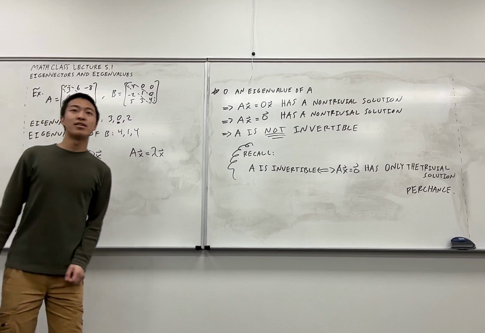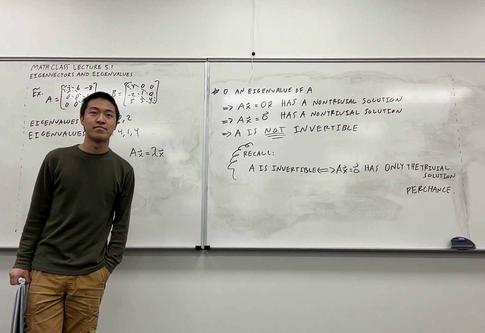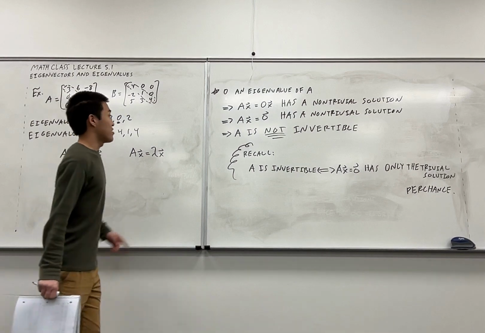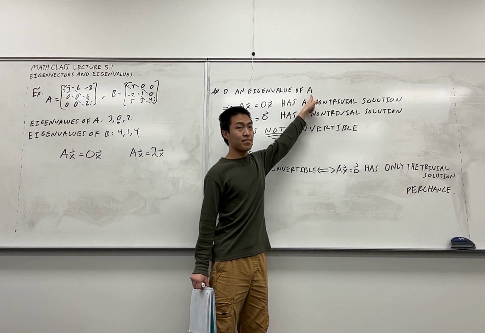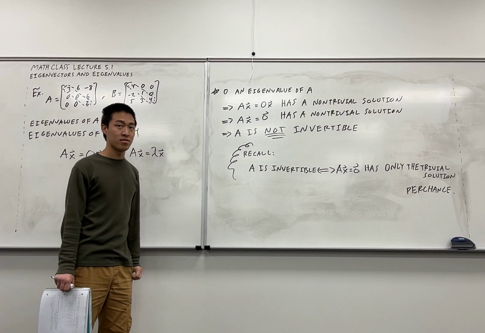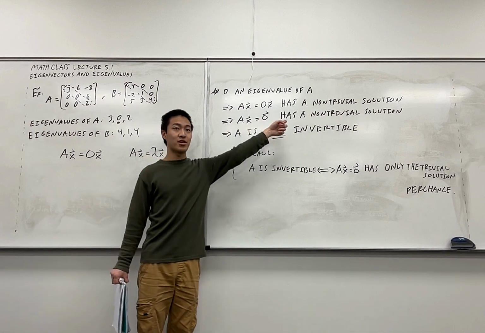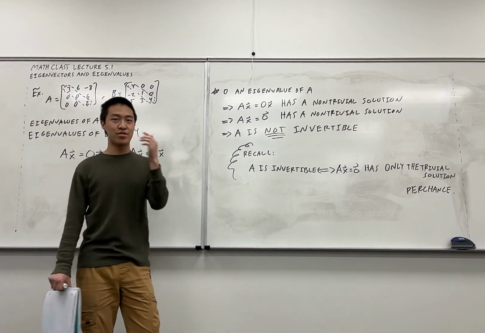Yes, Rebecca? Does that imply that A has a null space without the involvement of any eigenvalues? Okay, so you're asking if A has 0 as an eigenvalue, does that mean A also has a null space that's not just the 0 vector? Well, right, yeah, because if the homogeneous equation has non-trivial solutions, then that means you have at least one free variable in there.